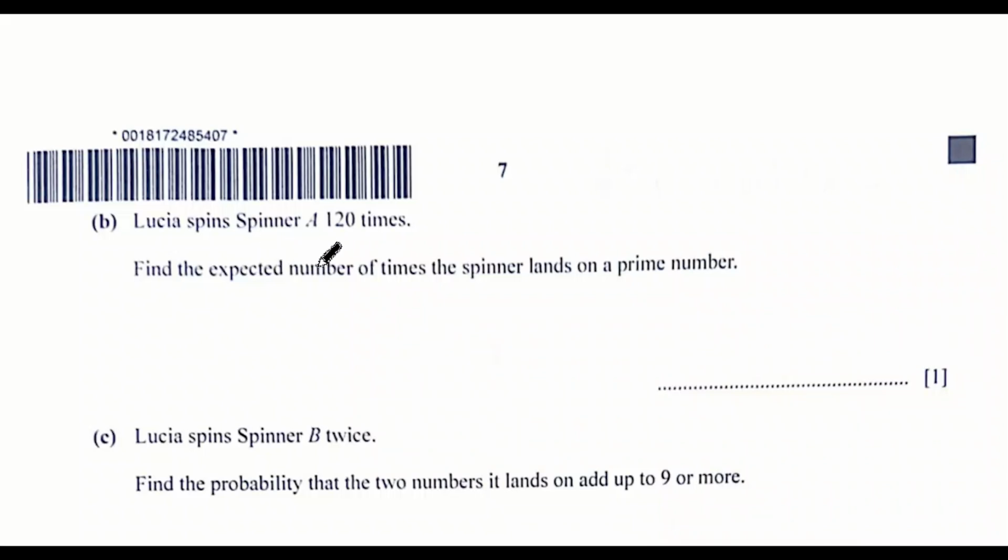Find the expected number of times the spinner lands on a prime number. The probability that it lands on a prime number is 3 out of 5. Then multiply by the total number of trials, that is 120, and this will give us 72. So the expected number of times the spinner lands on a prime number is 72 times.